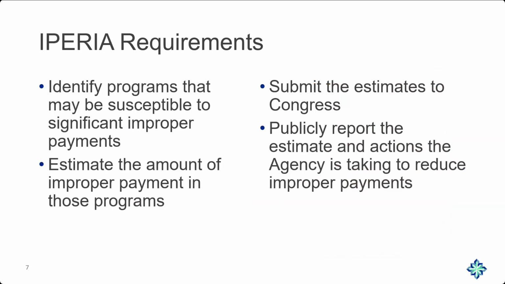Now, requirements in the IPERIA law do not pertain only to CMS, but also to other federal programs that may be susceptible, is what I'm trying to say there, to significant improper payments. So every year, these federal agencies are required to estimate the improper payments amount and submit estimates to Congress. They also report publicly the estimates and what the agency is doing to reduce those improper payments. So very, very transparent.